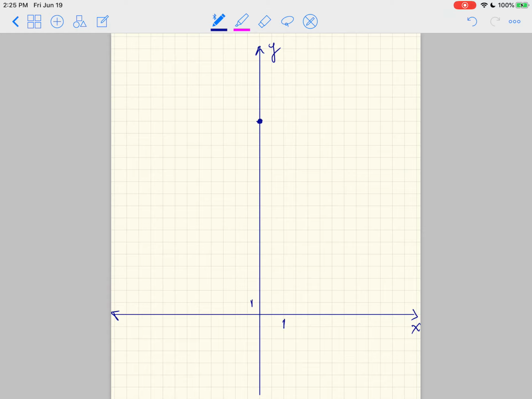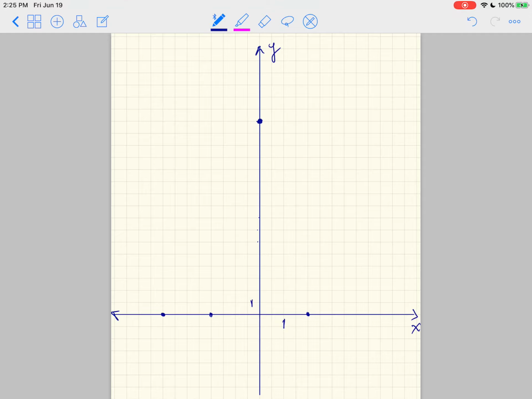I'm going to plot, let me just double check that. 1, 2, 3, 4, 5, 6, 7, 8, 9, 10, 11, 12, 13, 14, 15. So this is 16, 0. So that's my y-intercept. 2, 0 is here. Negative 2, 0 is here. Negative 4, 0 is here.